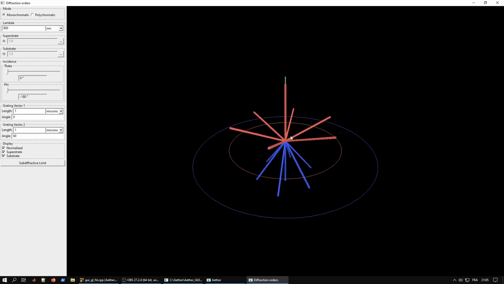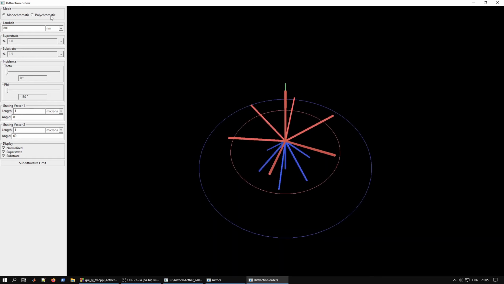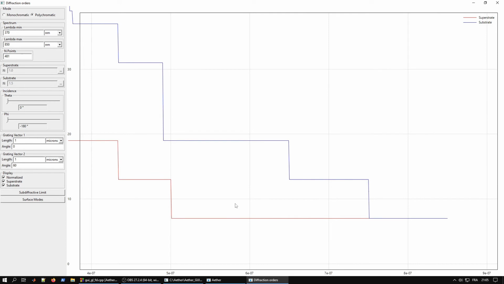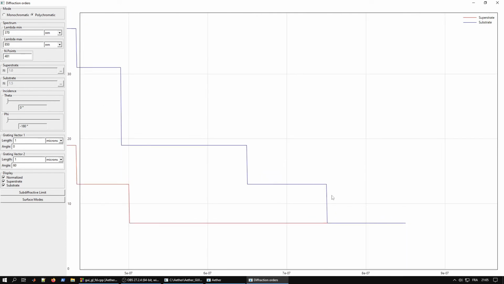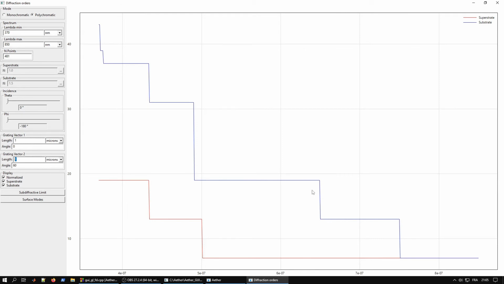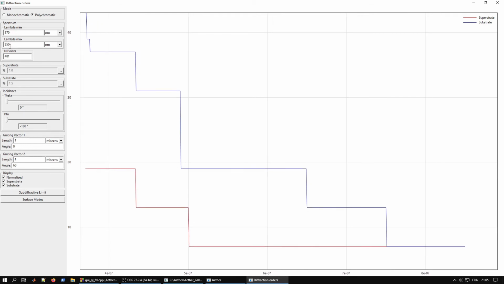response of the grating. There is a way to count the number of diffraction orders in the polychromatic mode. In this mode, we select the full spectrum, so in this case it's in the visible range, and this graph displays the number of orders that are present in the grating response depending on the wavelength. And we can see in this case, since the periodicity is 1 micron, we still have diffracted orders at 850.